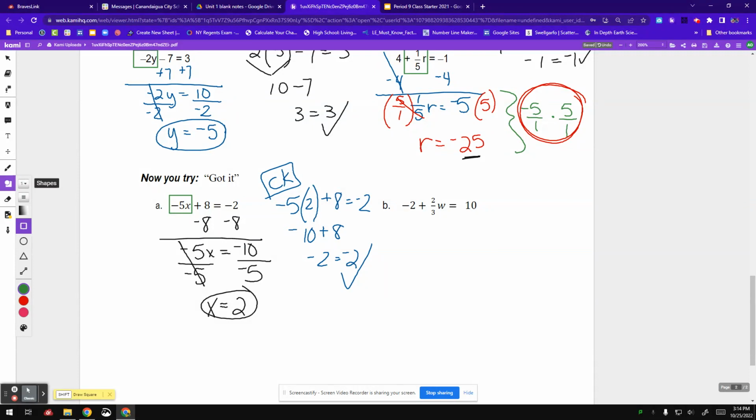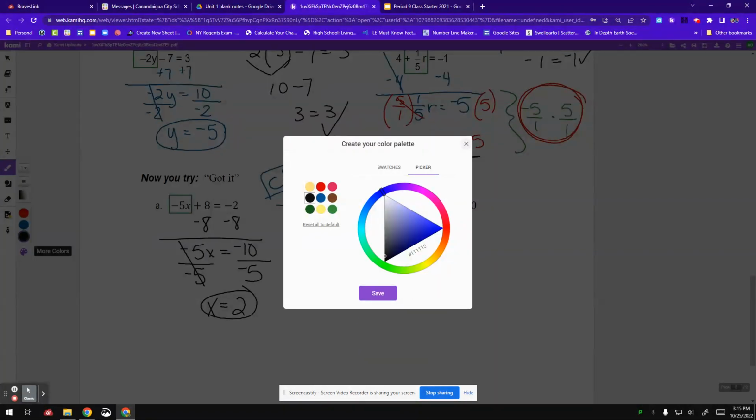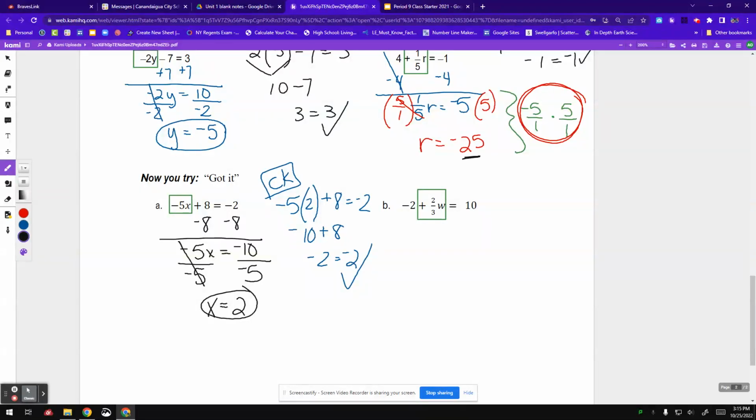Next one, we're going to find our variable. This time I see, I wish I could change this to purple. For some reason, I can't get it to change. I want it to be purple. I don't know what its problem is. Oh well. I see a negative 2 here, so I'm going to add 2 to both sides. That leaves me with 2/3 W equals 12.